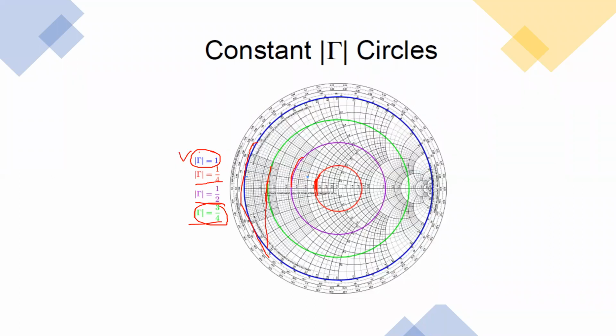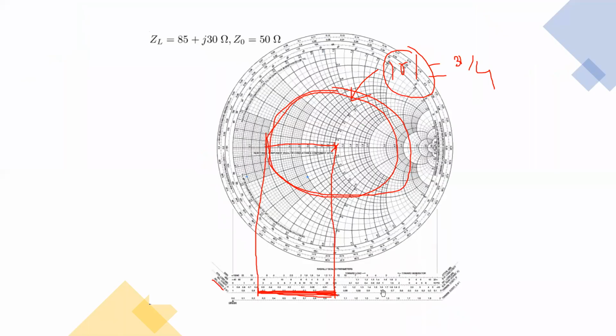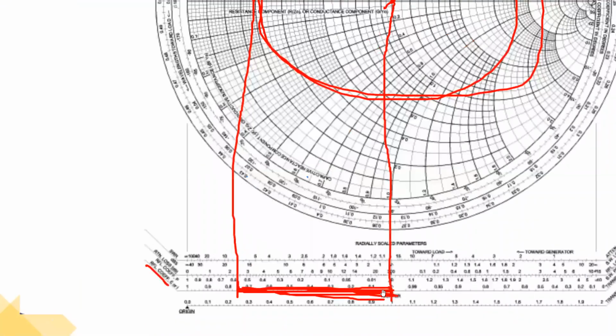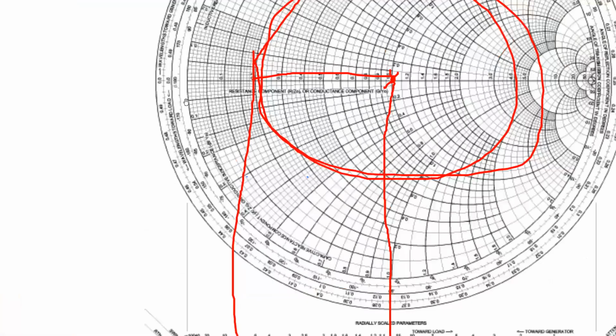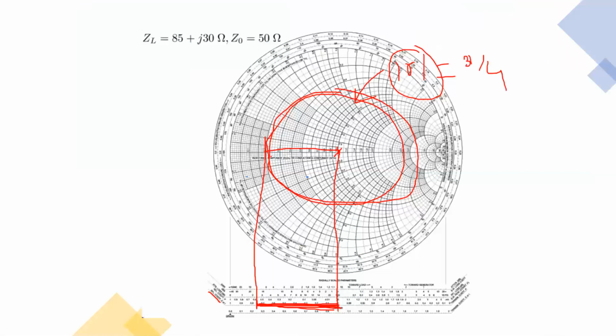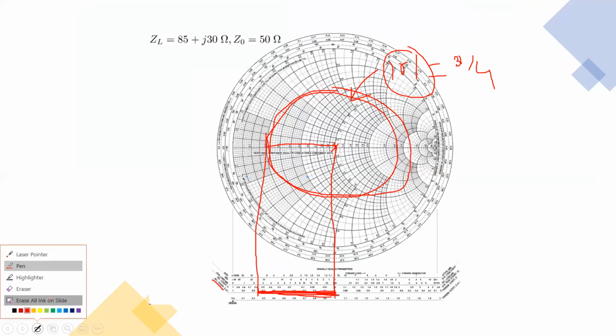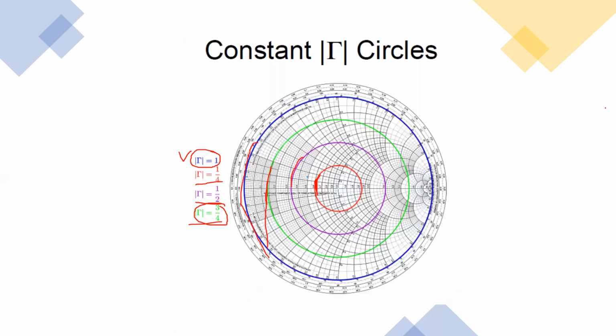Now, if you consider R equal to 1, R is equal to 1 at this point, and this is the center. If I just project it, it is nothing but the outer circle of the Smith chart. So this is the R equal to 1 circle that we are observing over here. This is in association with the reflection coefficient.